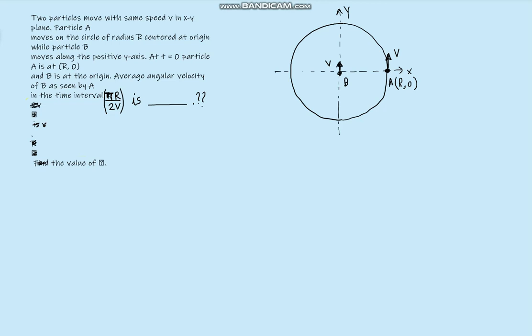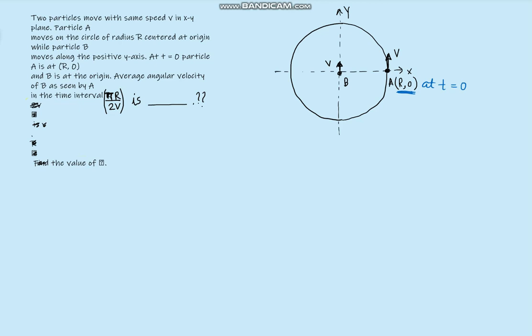Two particles move with the same speed in the xy plane as shown in the figure. Particle A moves on a circle of radius r centered at the origin, while particle B moves along the positive y-axis. We have tried to show it in this figure. At t equal to 0, the particle A is at (r, 0).